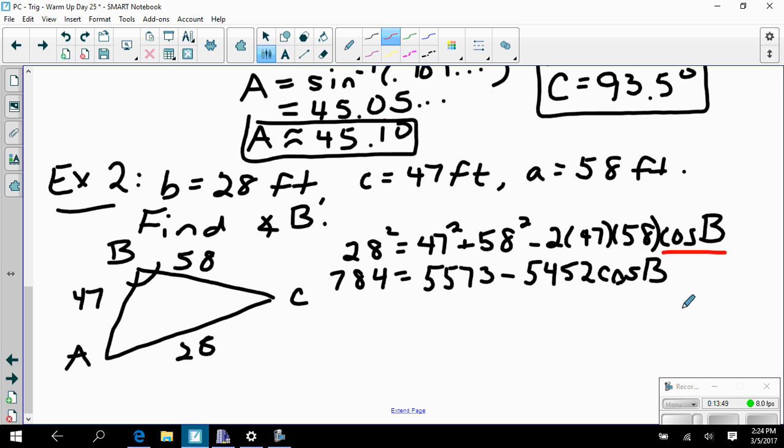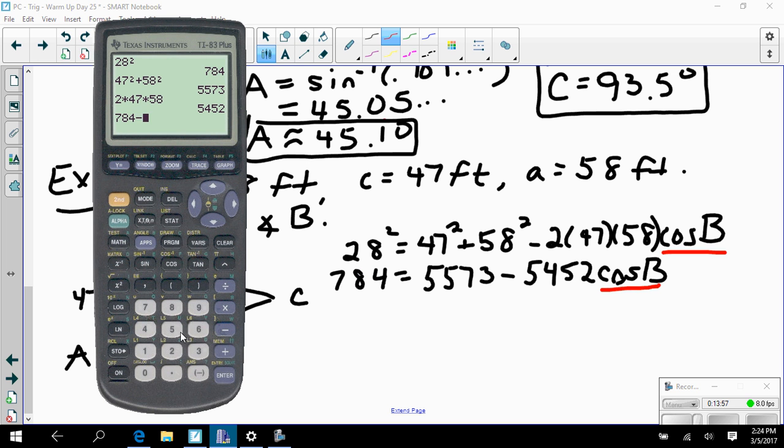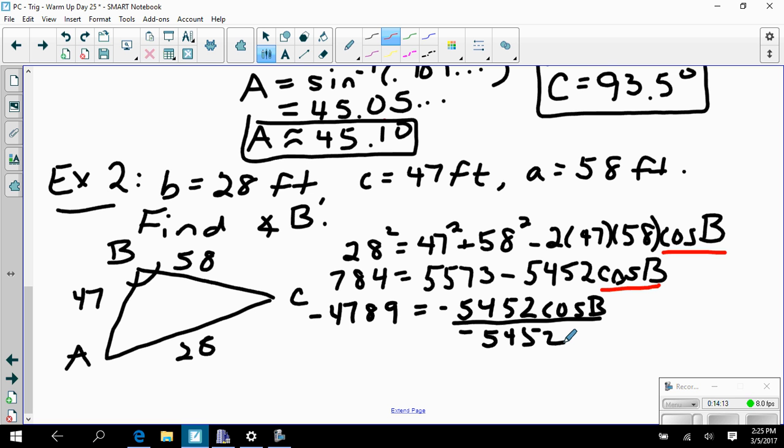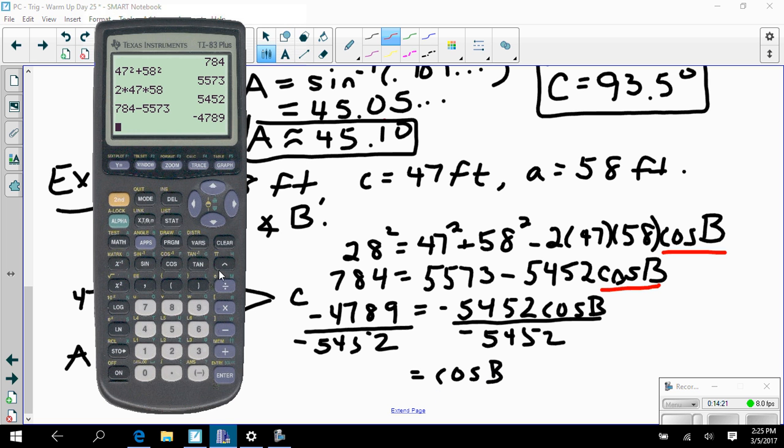Remember, I'm solving for this cosine of B right here. So I'm going to subtract this 5573 over. So 784 minus 5573 gives me negative 4789 equals negative 5452 cosine of B. I'm going to divide by negative 5452. And that also should give me a big ugly decimal, 0.878 dot dot dot.